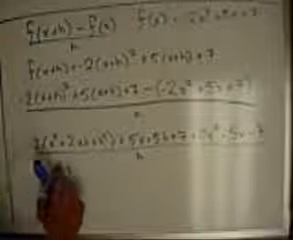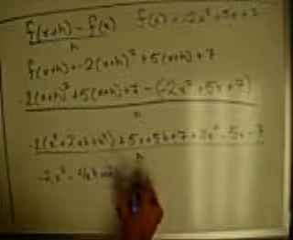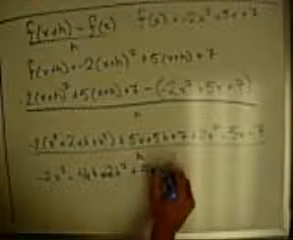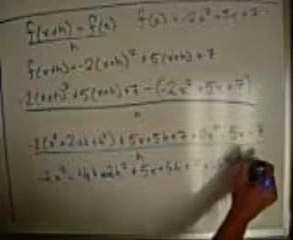Okay, so then I've got minus 2x squared minus 4xh, distributing that negative 2 through, minus 2h squared plus 5x plus 5h plus 7 plus 2x squared minus 5x minus 7. Now I'm going to see what cancels. I've got a minus 2x squared and a plus 2x squared. That's going to cancel. Plus 7 and minus 7 cancel. Minus 5x plus 5x cancel. So I'm left with minus 4xh minus 2h squared and a plus 5h. Okay? And that's all over h.